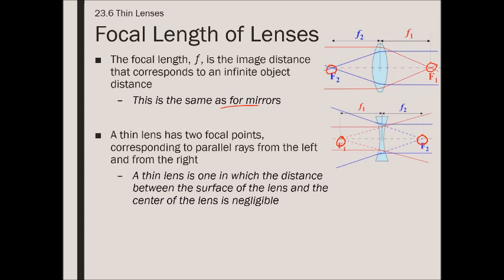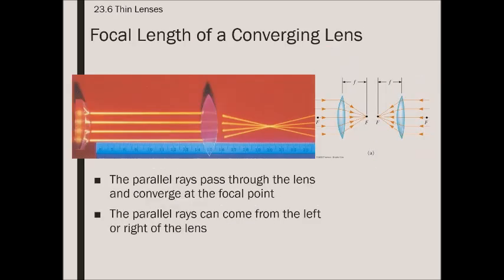And a thin lens is one where the distance between the surfaces of the lens is negligible. So, finding the focal length for a converging lens. Well, the easiest way to do it is probably just with an experiment. We have parallel rays of light coming in, and where they converge is the focal point. It doesn't matter if we're going right to left or left to right. If you flip the lens over, it will have the same focal point.